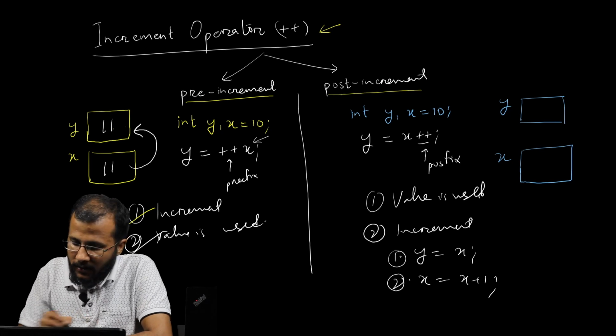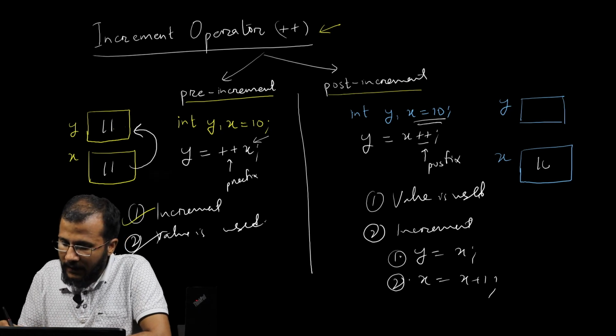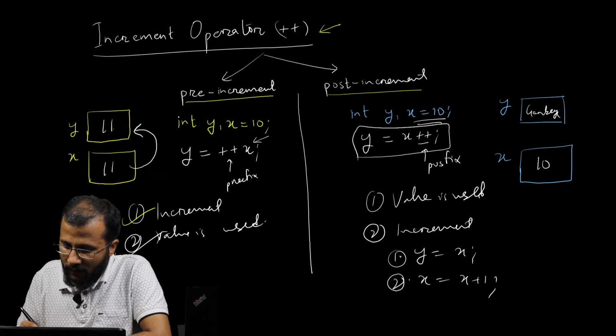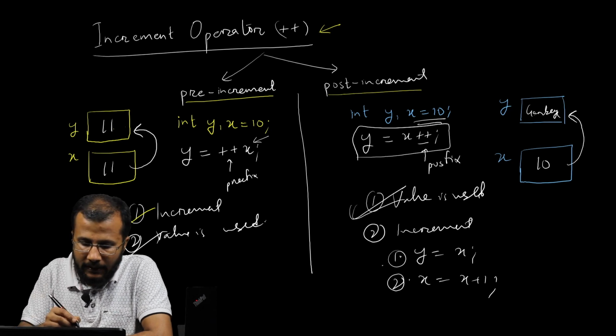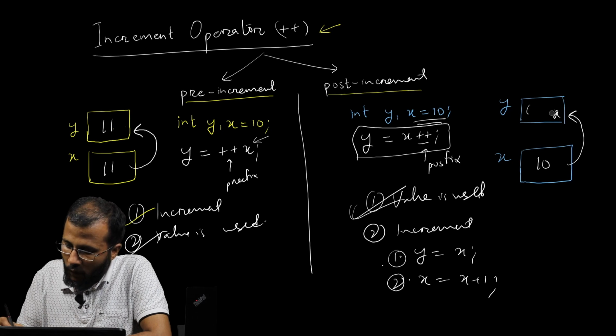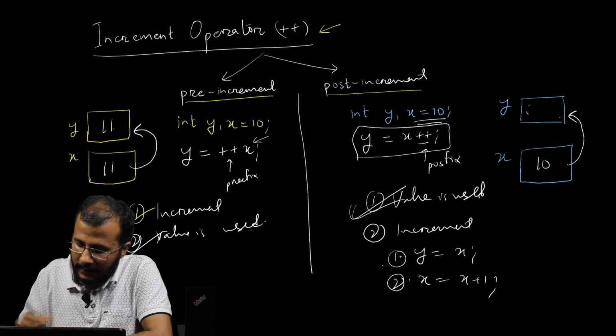So in this case, initially x was 10, so x is 10, y is a garbage value, and whenever this happens, first of all the value is used, that is, y would be assigned the value of x. So y will take the value 10. So this garbage will be overwritten by the value 10.